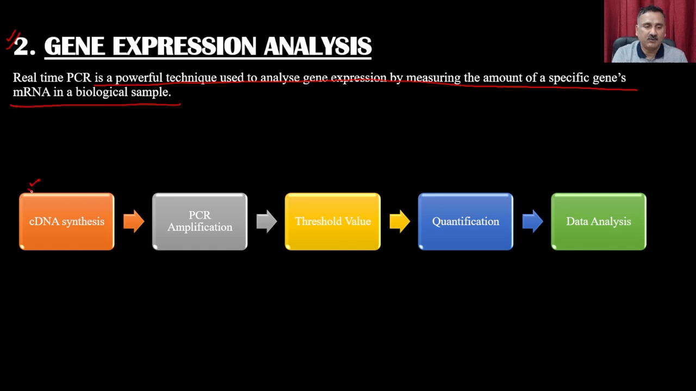What you are going to do is a cDNA synthesis, then the PCR amplification, then you analyze the sample to know the threshold value, then you do a quantification, and ultimately in step 5, you do the data analysis. We discussed all this in detail when we discussed real-time PCR, both theoretically and experimentally, where the students showed you how to perform the analysis, how to perform the cDNA synthesis and so on.